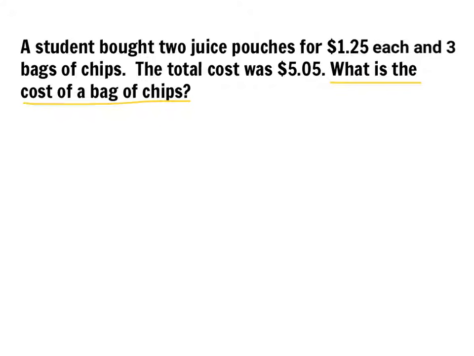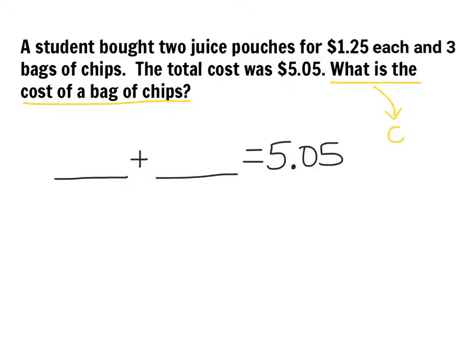I start by underlining my question because that's going to determine what my variable is. My variable is my missing number. And since I'm looking for the cost of chips, my variable is going to be C. Since it told me that my total cost is $5.05, it means the cost of one thing plus the cost of another is going to give me $5.05.